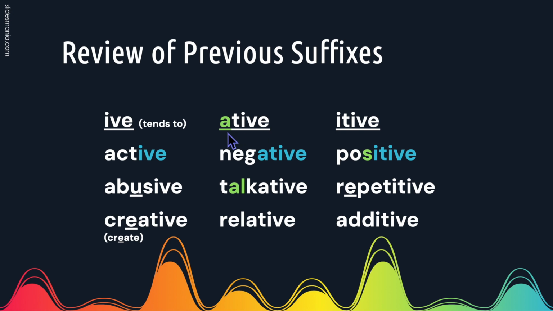The A in this word will generally schwa and sound more like uh, so this word is negative. This AL will have a broad A sound, talkative and relative. This I will have a short I sound, positive, repetitive, additive.